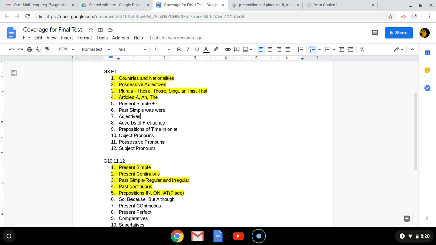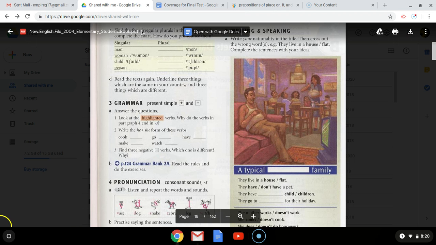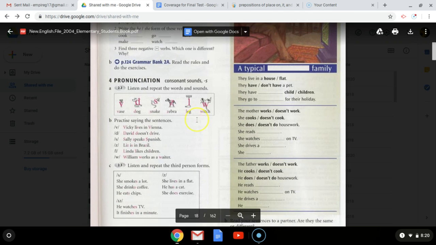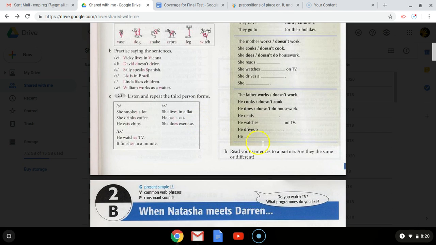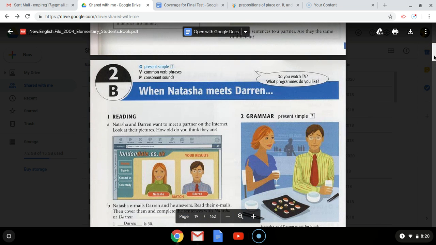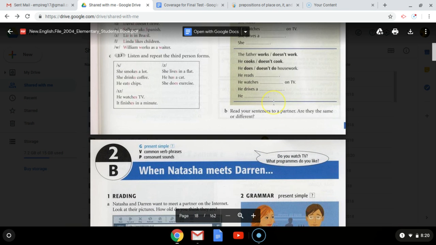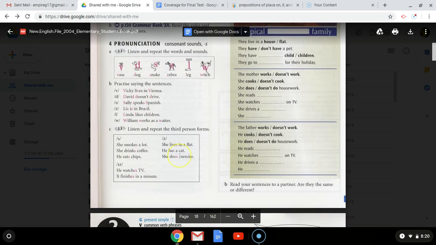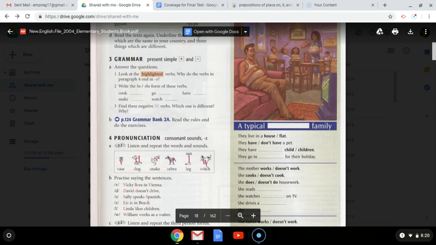Okay, now on the second part of the review, we are going to talk about present simple tense and then past simple tense. Okay, so let's talk about the present simple first. Now, in your book for the present simple, it's on page 18, if I'm not mistaken. Okay, page 18 of your book. It says present simple, positive, and negative.